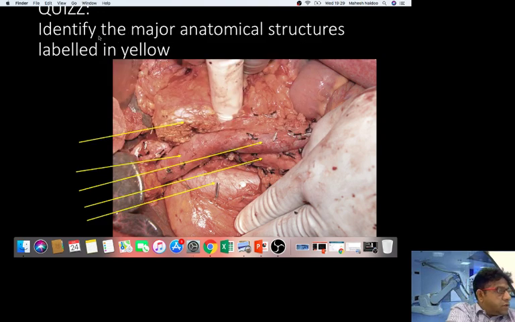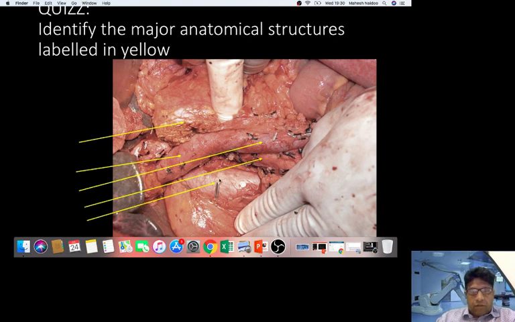Okay, we've got some answers. Tail of pancreas. Well, this will be the transected end of the pancreas. Portal vein, yes. SMV, yes. SMA. Yes, and no, this is the IVC. And so look how close the portal vein and the IVC are.